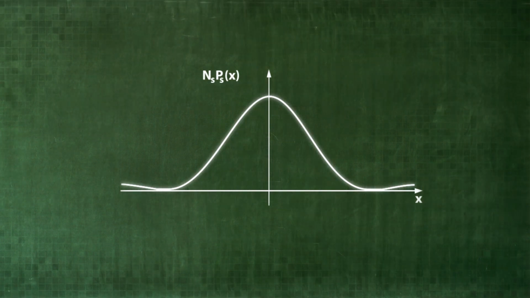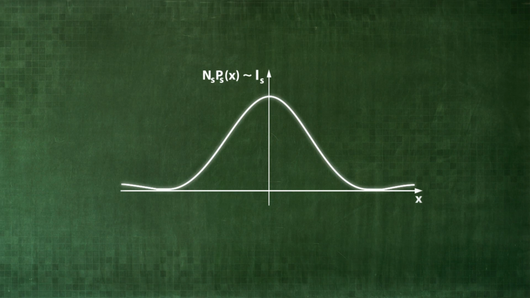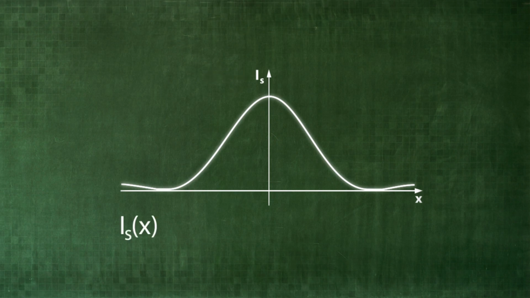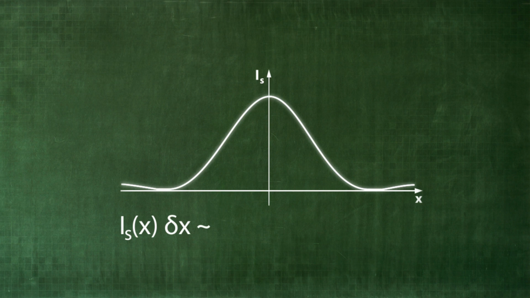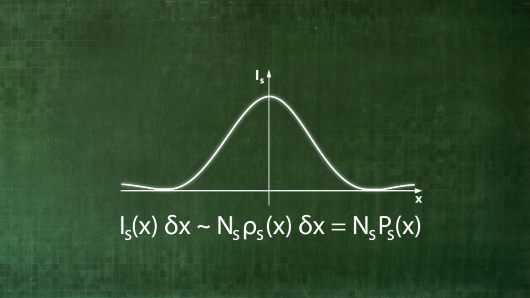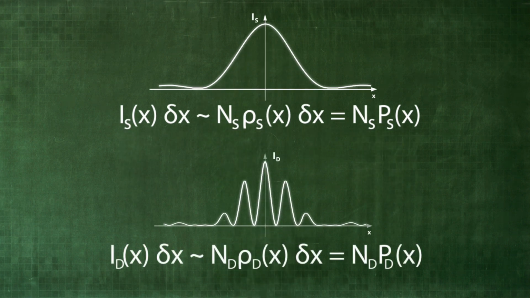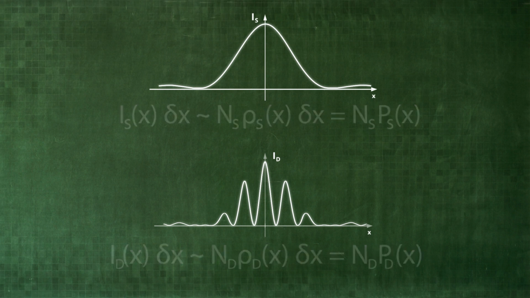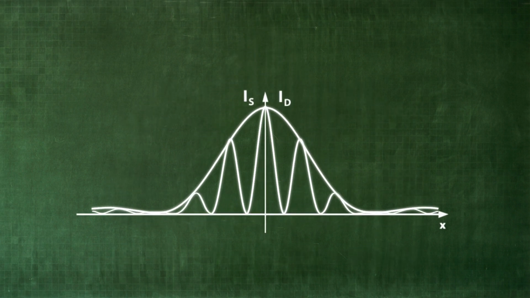As the ball distribution is proportional to the intensity distribution, it follows that I of x times delta x is proportional to n times ρ of x times delta x equals n times p of x for both the single slit, S, and the double slit, D. If we place the two curves of the single and double slit that emerge from the ball distribution on top of one another, we see that additional minima arise once a second slit is opened.